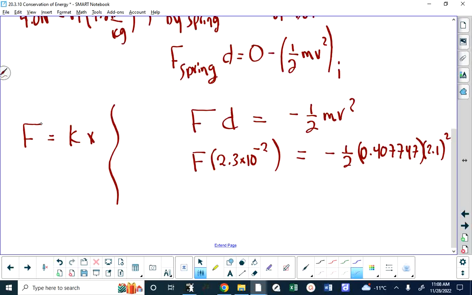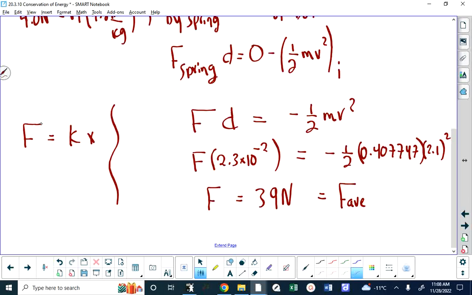But the force we find is not F in that F equals kx formula. This force of 39 newtons is an average applied force by the spring. And this is going to require either a lot of words to explain or a graph. I'm going to do words first.